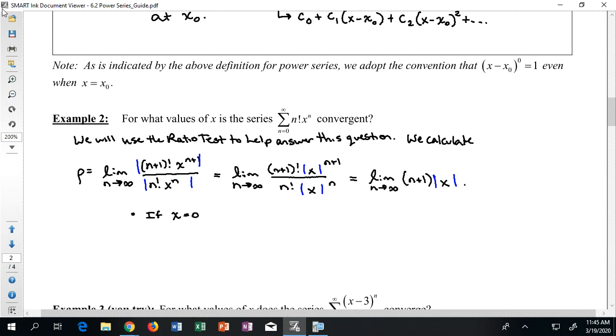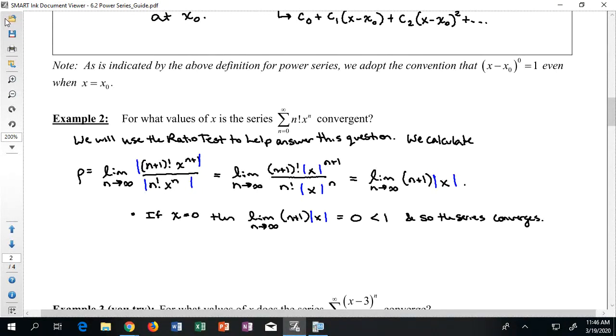What if x, the number I'm plugging in, is a 0? Well, if that's the case, then my limit of n plus 1 times the absolute value of x would turn into just 0, right? Because I'd have just the limit of 0. And so I would have a result of the ratio test that comes out less than 1, and so the series converges. So if I plug in the number 0, I definitely get convergence.